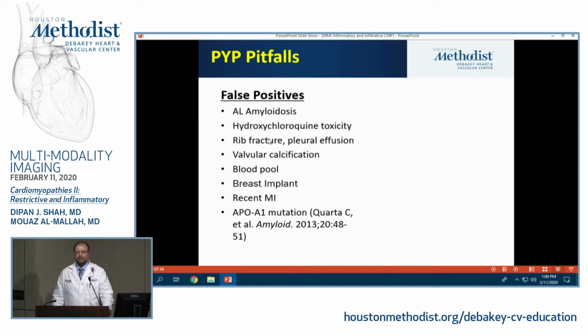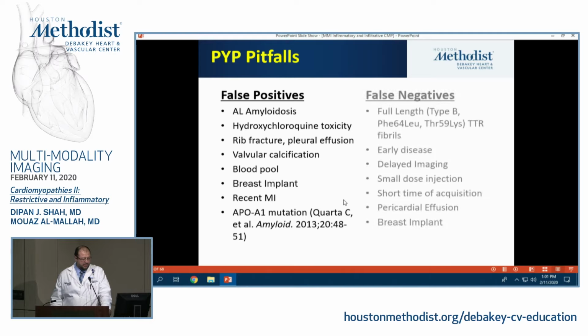If there is a rib fracture, it depends on which side the rib fracture is. It might give you a false positive or negative because there is increased uptake in there. Pleural effusion, again, depends on which side the effusion is. If there is blood pooling, that's probably the most common cause of false positives. Breast implants, it depends on which side, and whether you draw the ROI over the implant or a little bit away from it. If there is a recent myocardial infarction, the inflammatory process might have some PYP uptake in there. And then there are some specific mutations that have been associated with false positives.